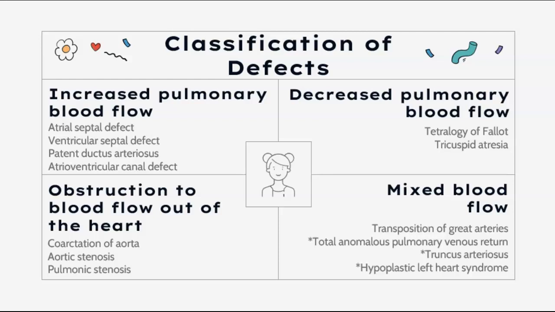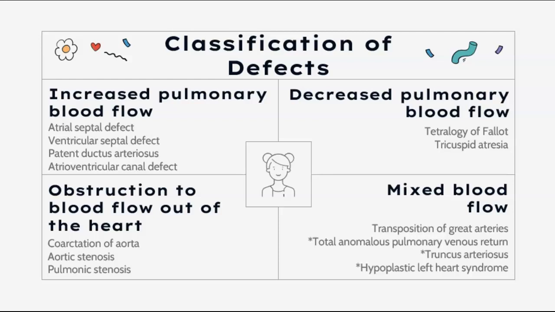Obstruction to blood flow out of the heart includes coarctation of the aorta, aortic stenosis, and pulmonic stenosis. Blood exiting the heart meets an area of anatomic narrowing or stenosis, causing obstruction to blood flow, which causes pressure in the ventricle and the great artery before the obstruction to increase and the area beyond the obstruction to decrease.